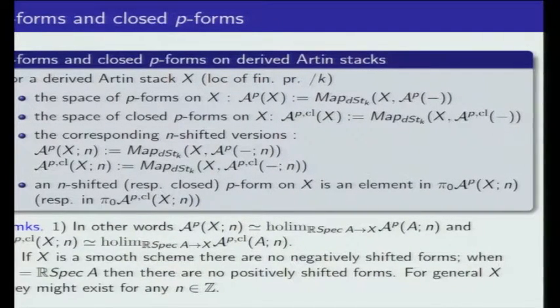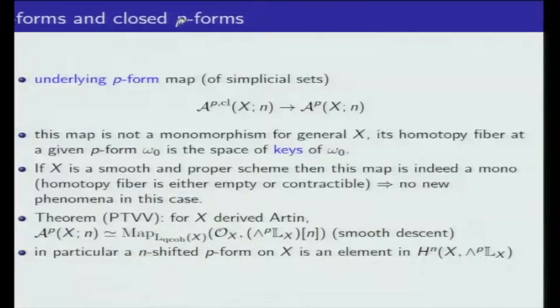While in the opposite case, when you start with, for example, an affine derived scheme, there are no positively shifted forms. This is because of the amplitude of the cotangent complex. But for general X, you can have shifted p-forms and closed p-forms of any integer shift. So again, we have an underlying p-form map for a derived stack. Again, this is not a monomorphism, but the homotopy fiber is quite complicated in general, and we call it the space of keys, because it's the space of data that you need to close the underlying form. If X is a smooth and proper scheme, then indeed this homotopy fiber is contractible, and essentially this underlying p-form map is a monomorphism. So nothing new in the smooth and proper scheme case.